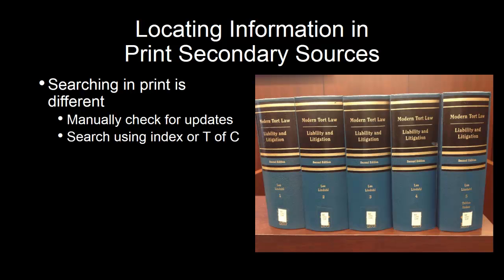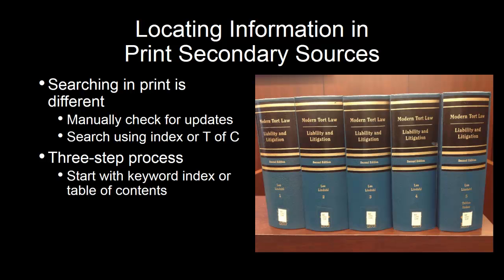Second, it's not possible to do a full text search in print like you do when database searching. Instead, you're going to have to use a keyword index or a detailed table of contents to locate information. We'll talk in more depth about those techniques in part 2, but for now, here's the basic 3-step process for searching secondary sources in print, whether those sources be encyclopedias, books, or treatises.